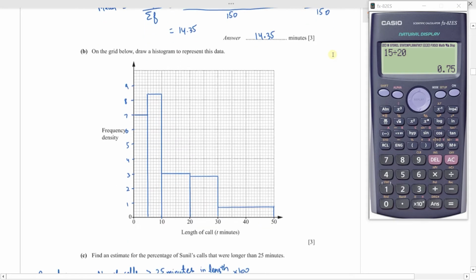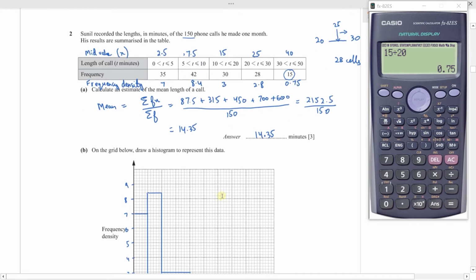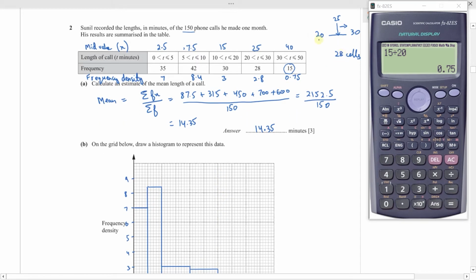Since the question asks you to find an estimate, we can assume that since there are 28 calls in this full interval between 20 and 30, and 25 is in the middle, half of the calls, which is 14, are between 20 and 25, and the other half are between 25 and 30.